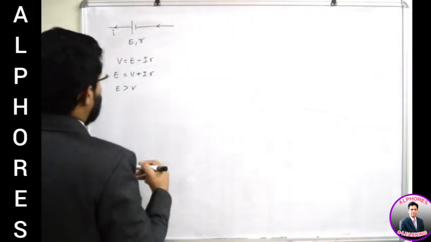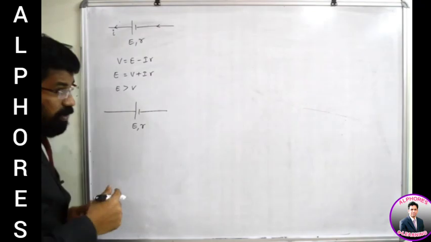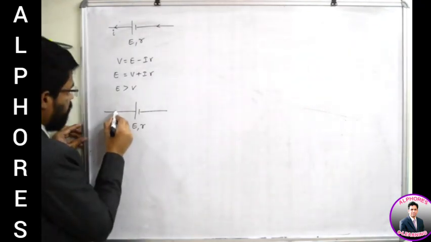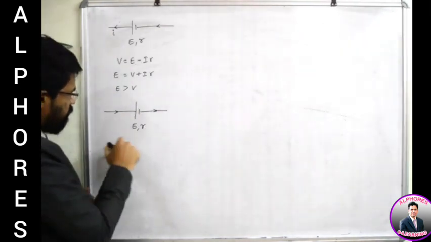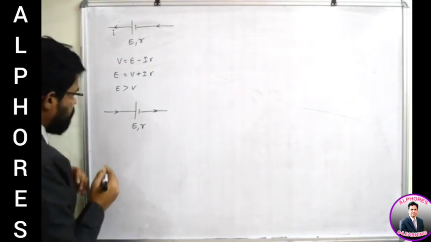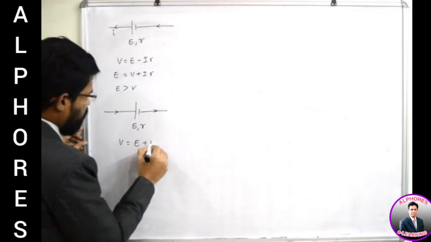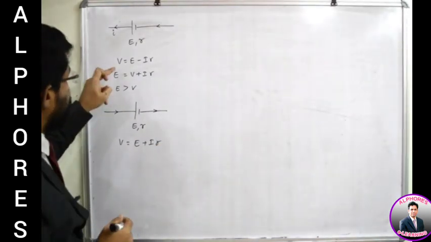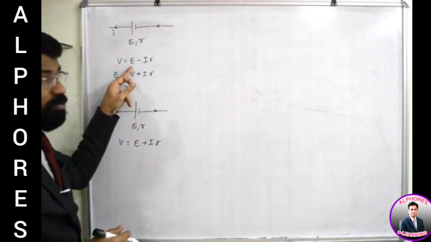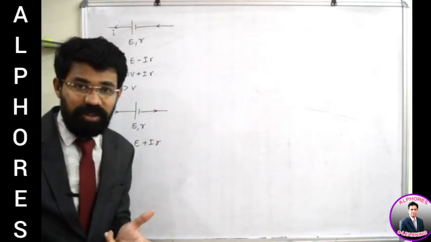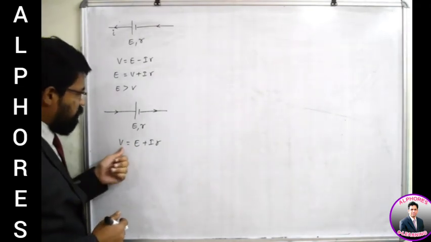What if the cell is undergoing charging? Let me take one more cell here. Let its EMF be E and internal resistance r. When the cell is undergoing charging, the direction of current will be like this, unlike in the previous case, from negative terminal to positive terminal. In this case the terminal potential equation becomes E plus Ir. When discharge is taking place, as we learned in the last session, terminal potential will be less than EMF, and we discussed lost volts also. Lost volts is equal to Ir. But when charging is taking place, the terminal potential equation will be different.